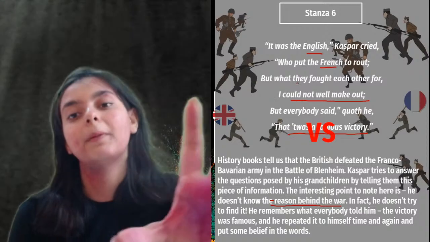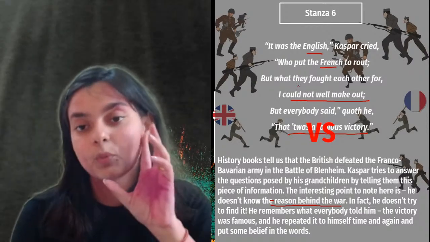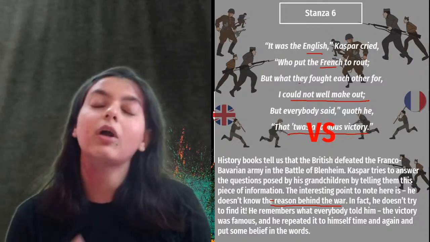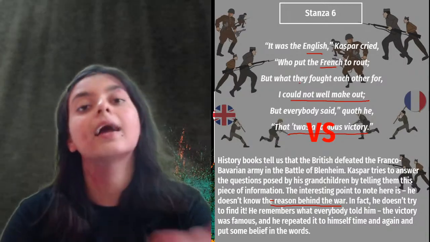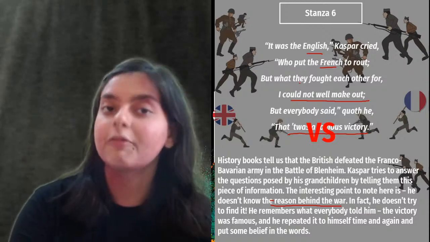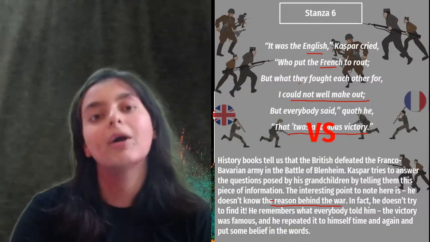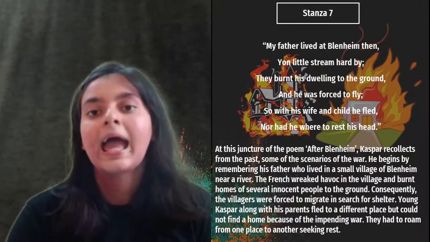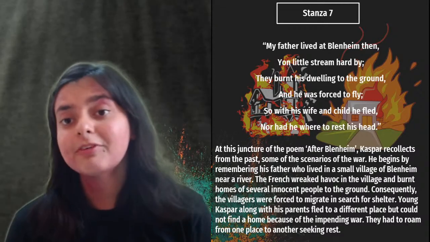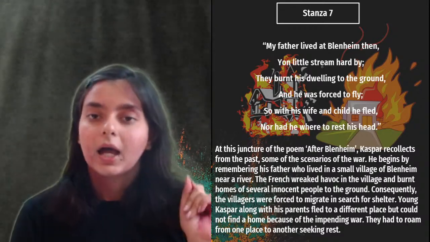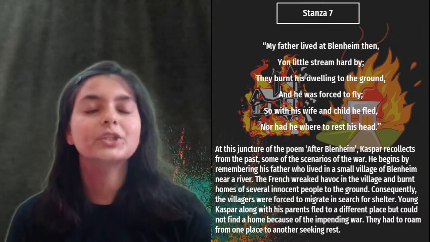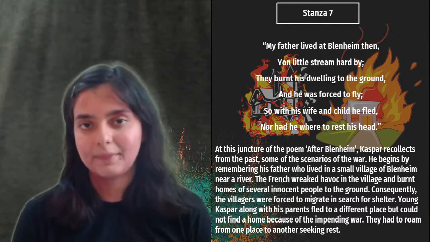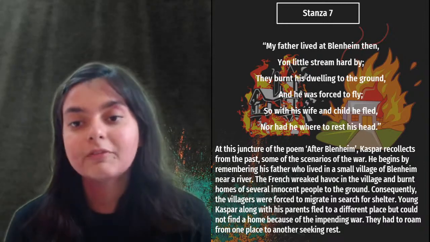But what was the purpose? And is winning the only thing? And what kind of victory is it when so many lives are lost? That is the ugly truth behind the veil of romance, which we hardly bother to find out, right? And then, my father lived at Blenheim then. Yon little stream hard by, they burned his dwelling to the ground, as Sanju correctly pointed out, collateral damage, right? And he was forced to fly.